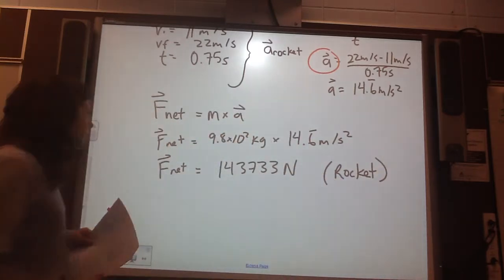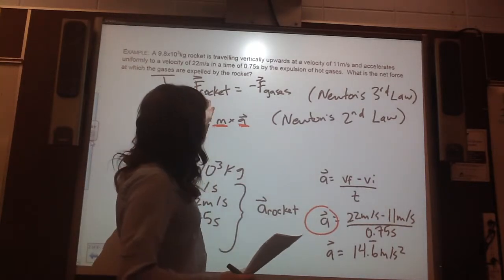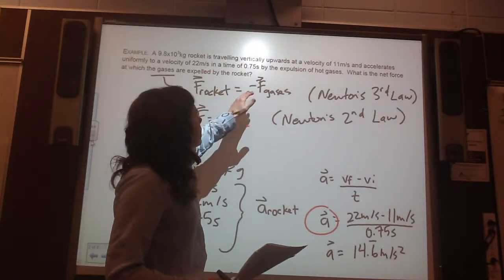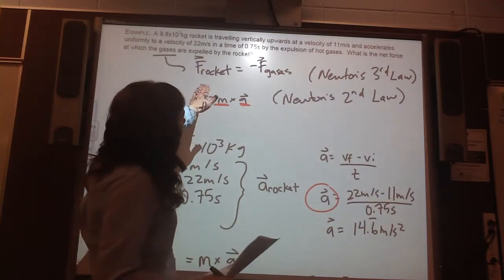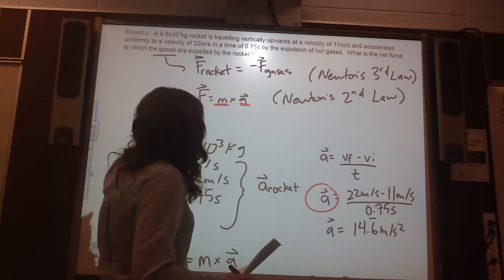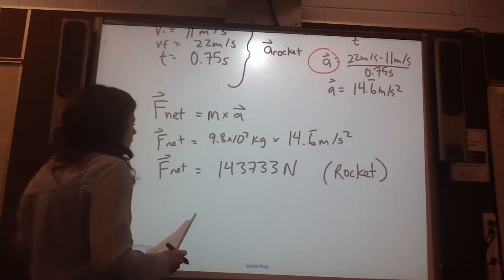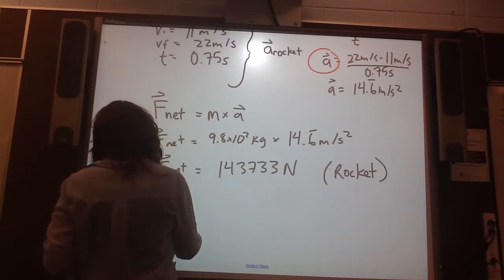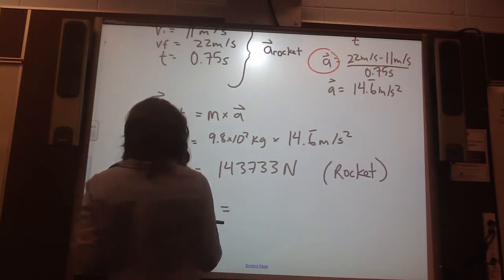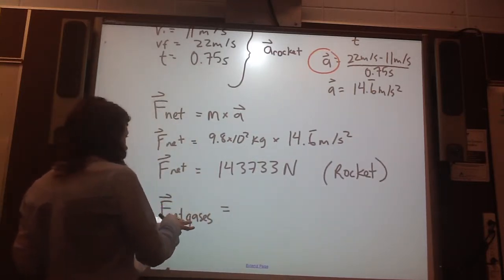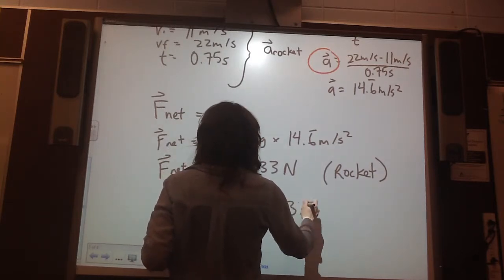Now, I made the assumption that the force of my rocket is equal to the negative force of my gas. For every action, there is an equal and opposite reaction. So then I can say my F net of my gases, I'm just going to put gases there to remind myself that this is of my gases, is negative 143,733 newtons.